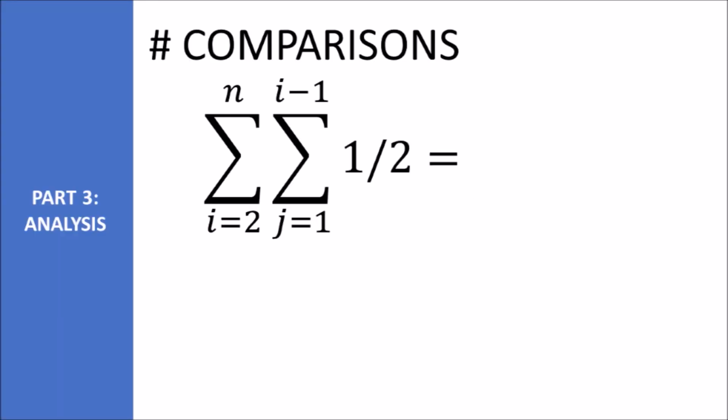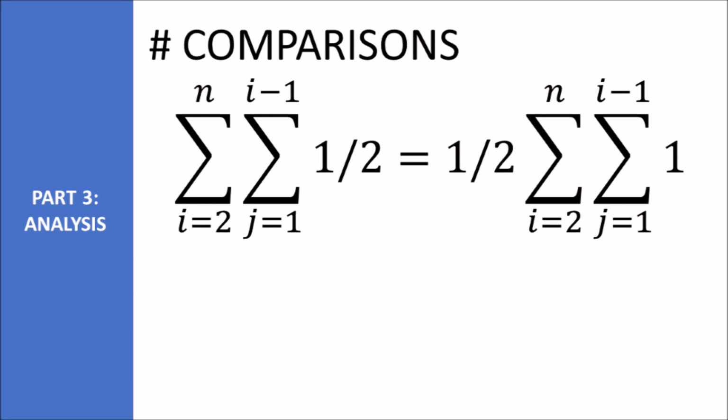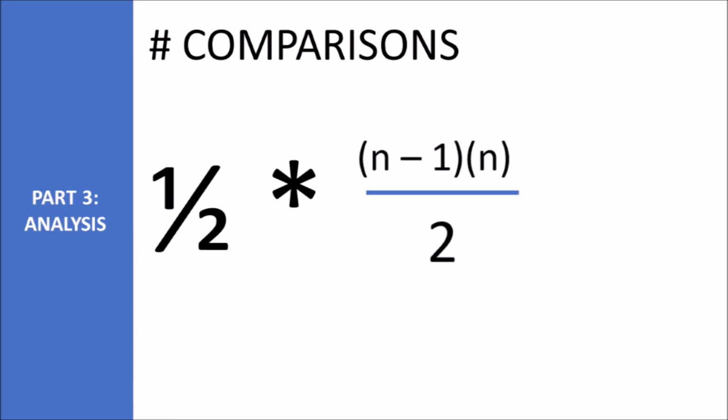We end up with this summation. It is the same as before, except we expect half of a swap per inner loop iteration. Let's pull out the constant. If you are unfamiliar with this summation property for constants, check out the video in the description for summation properties. We've already solved this summation. We get 1/2 times the result of the summation.